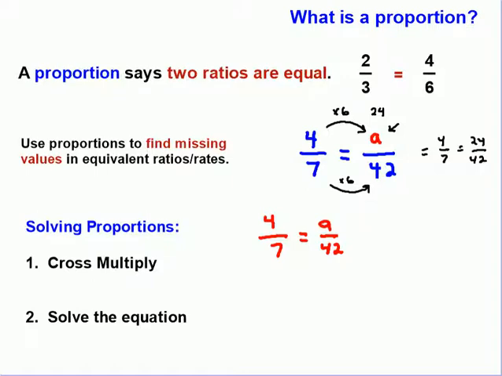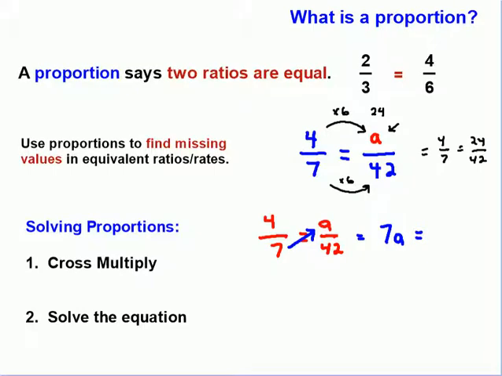And cross-multiplying is just when we multiply diagonally. So the first thing we're going to do is multiply 7 times A. 7 times A is equal to what? Well, we don't know what A is, so we're just going to say 7A is the answer. 7 times A is 7A. Now, then we'll multiply 42 times 4.